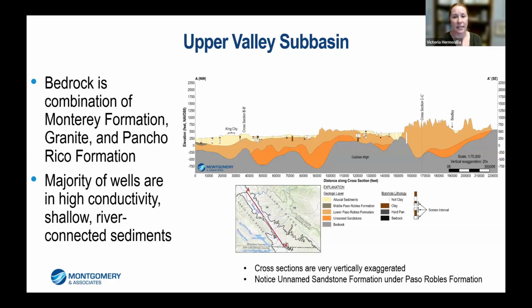The majority of the wells in the Upper Valley Subbasin are in the high conductivity, shallow river-connected sediments. And if you look at the cross-section and you look at the wells that are placed along the cross-section, you'll see they're not very deep. Most of them are in that shallow river-connected sediment because, again, the bedrock is shallow. And so where else are you going to drill? You want to make water in your wells. So because it's so shallow, you'll also notice that these cross sections are very vertically exaggerated. This is the general direction of groundwater flow.